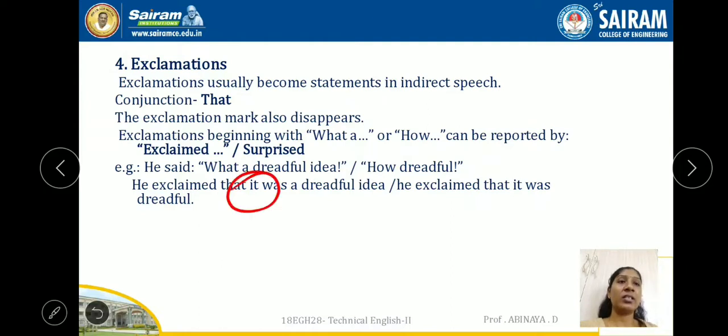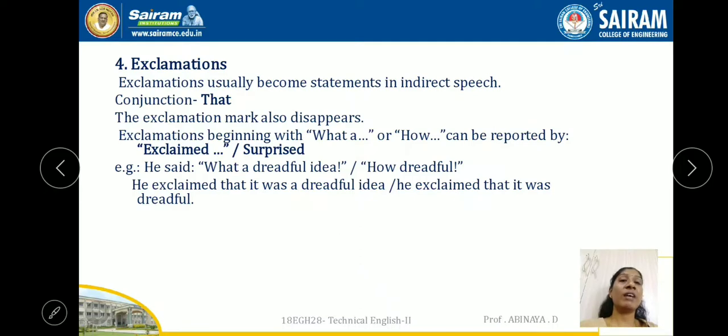You can use this also: he exclaimed that it was a dreadful idea. So these are the changes you have to do, right. In some cases, "what a dreadful idea it is", you can write like that: he exclaimed that it was a dreadful idea. Sometimes there may be words with "that" and "that", two "that"s. At that time you eliminate one "that": he exclaimed that was a dreadful idea. You can go that way also.